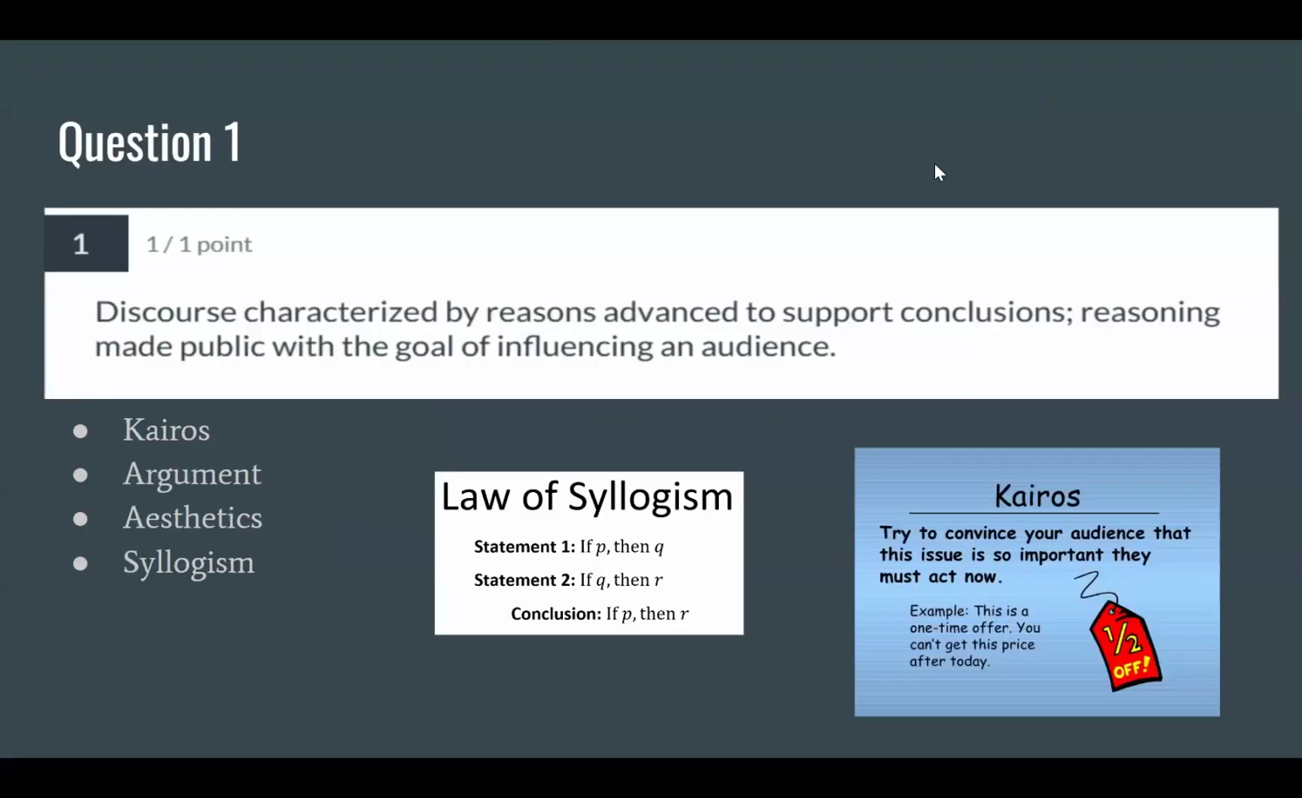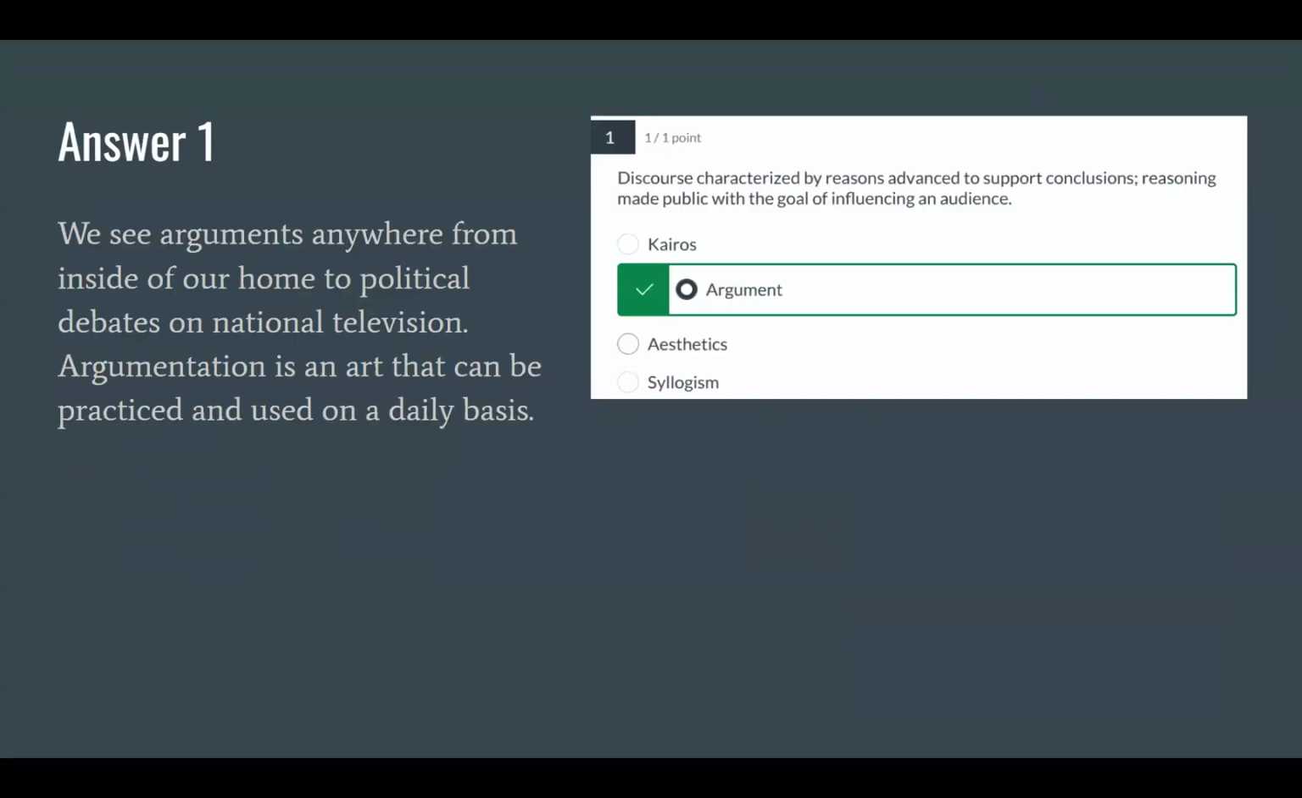So for question number 1 on the quiz, it says discourse characterized by reasons advanced to support conclusions, reasoning made public with the goal of influencing an audience. So the four choices that we're provided are kairos, argument, aesthetics, and syllogism. So out of these four, it's going to be argument. Argument is going to be the answer right here. That's the definition of argument.